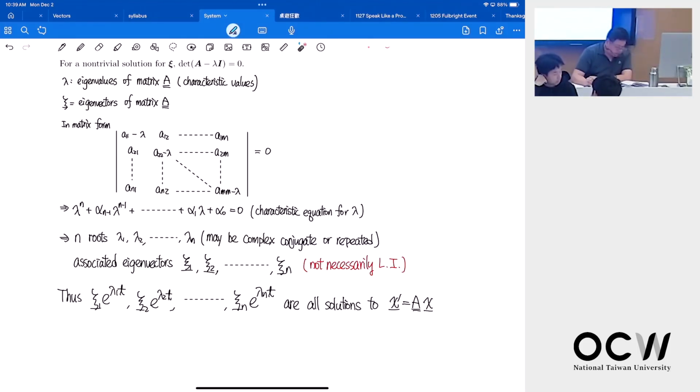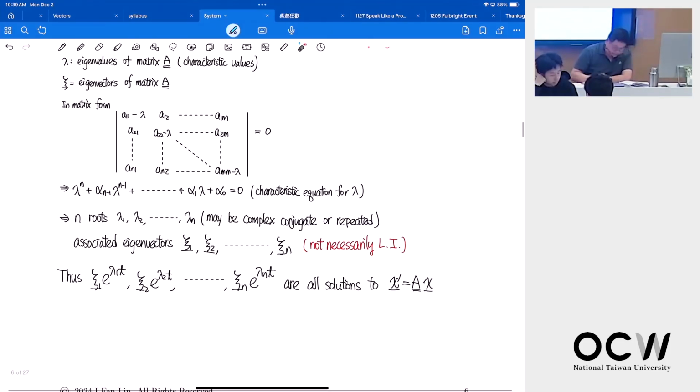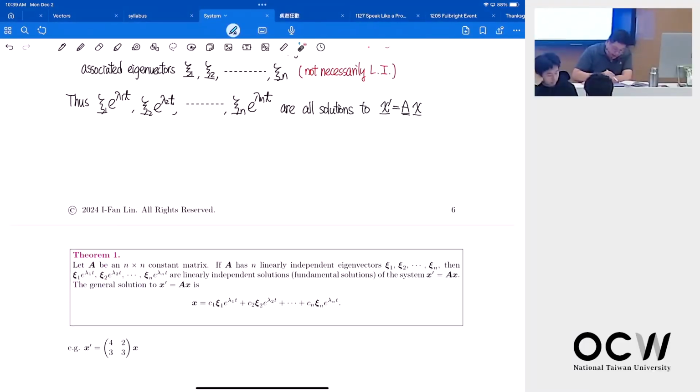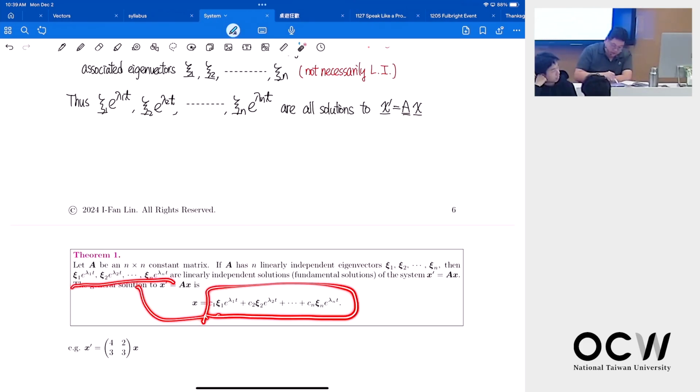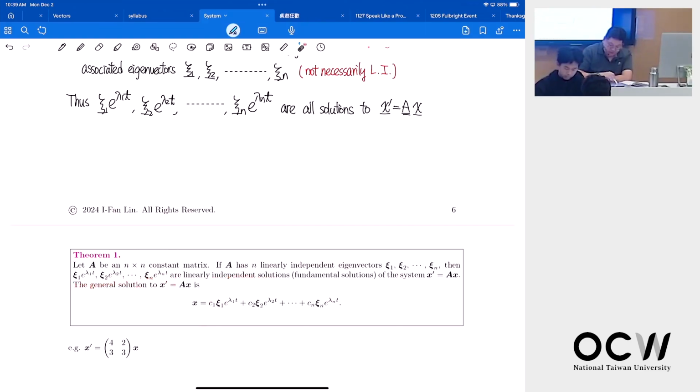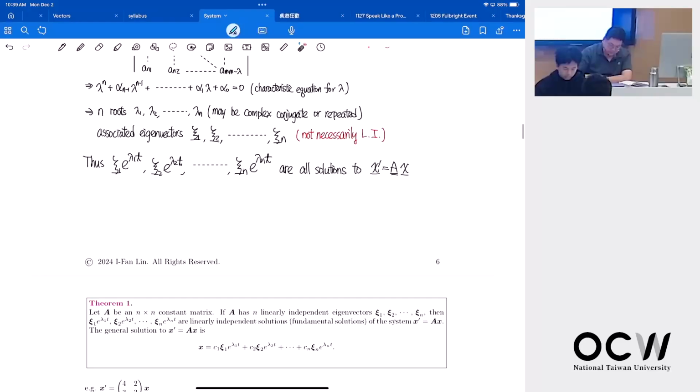So now let's see a theorem. A is an n by n constant matrix, and A has n linearly independent eigenvectors. Then those are linearly independent solutions. We also call them the fundamental solutions, and we can write it down. The general solution will be the linear combination of these, linear combinations of your eigenvalues and eigenvectors. Okay, see the difference here.